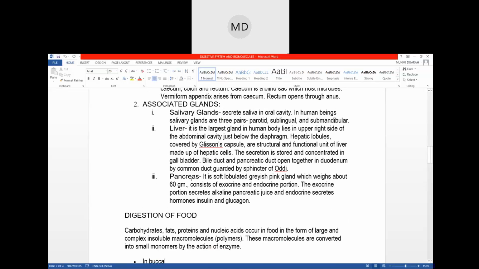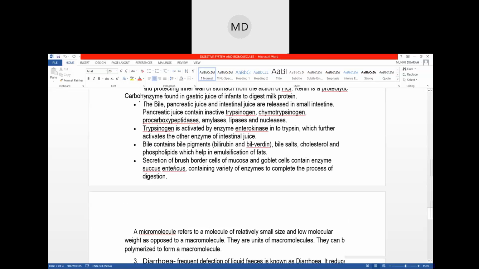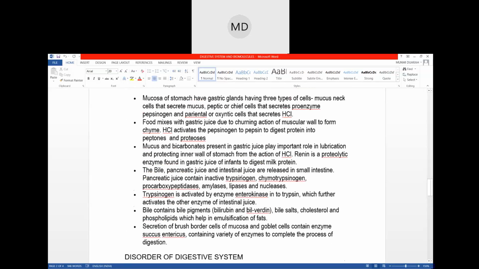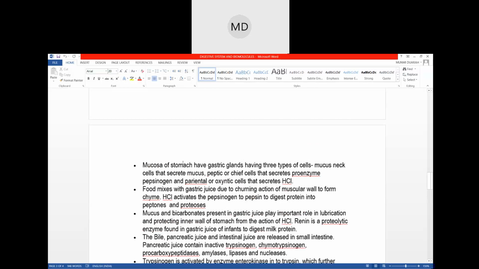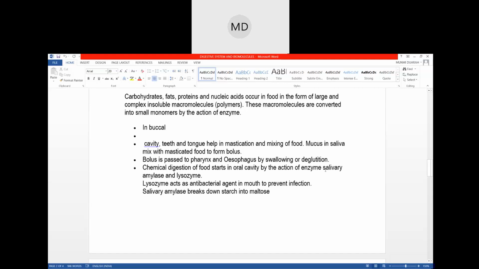We will discuss more about this in the next class. That is digestion of food: how this digestion occurs, what the enzymes are, and everything else. We will again talk about bile and the pancreatic juice. And about the saliva, what enzymes are in the saliva: this one, salivary amylase, that I have already mentioned, and there is lysozyme also.